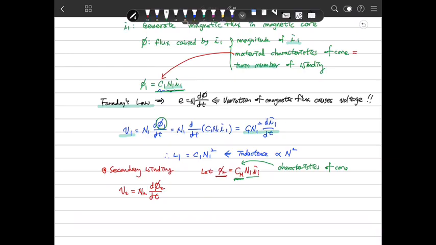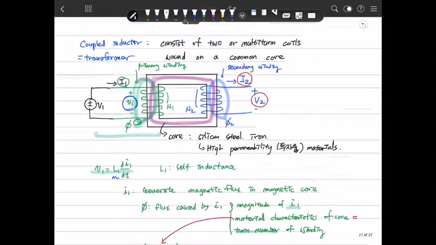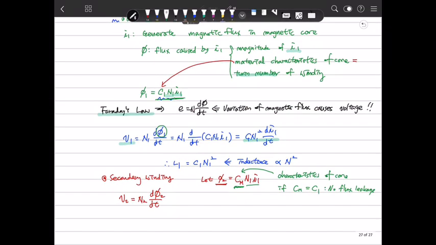So if Cm equals C1, that means there is no flux leakage. We call this leakage. Leakage means that the flux is neutral.